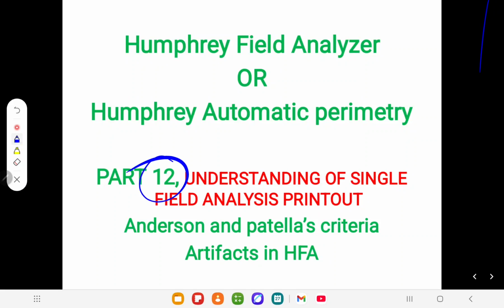This part 12. Oh god, this is very long. 1, 2, 3, 4, 5, 6, 7, 8, 9, 10, 11, 12.